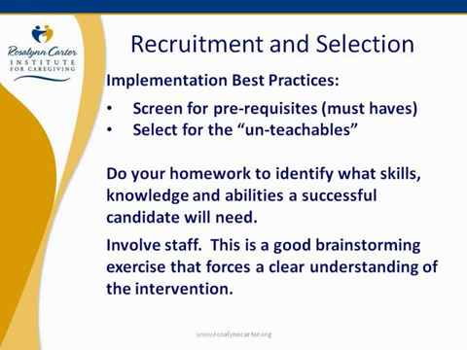You need to do your homework. Identify those skills and knowledge and abilities, and involve the staff whenever possible, because it's actually a really good brainstorming exercise. It forces people to really gain a clear understanding of what is needed to successfully deliver the intervention. It just expands everybody's knowledge base on the intervention, and it's a good roundtable discussion.